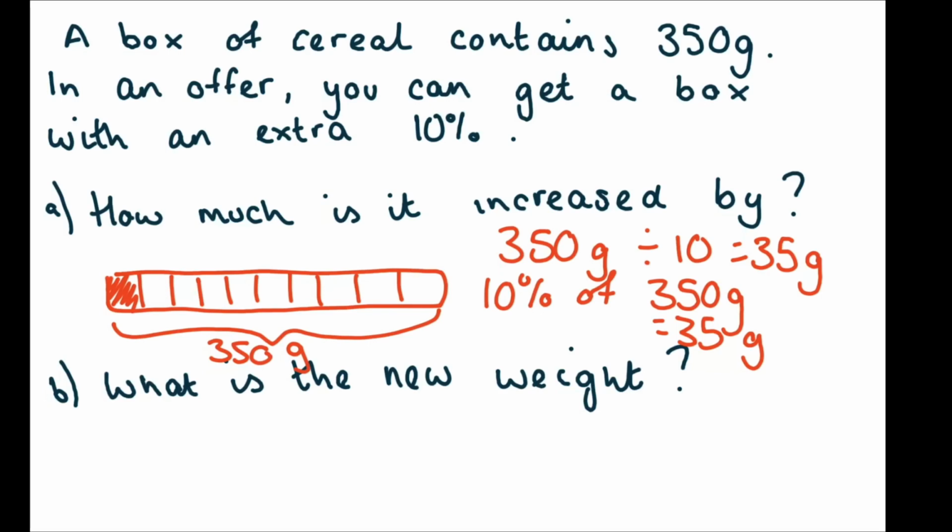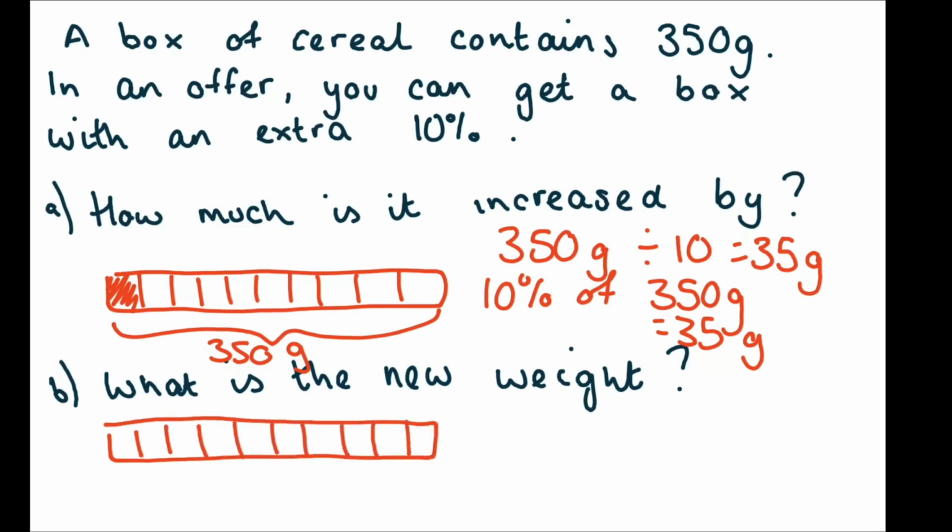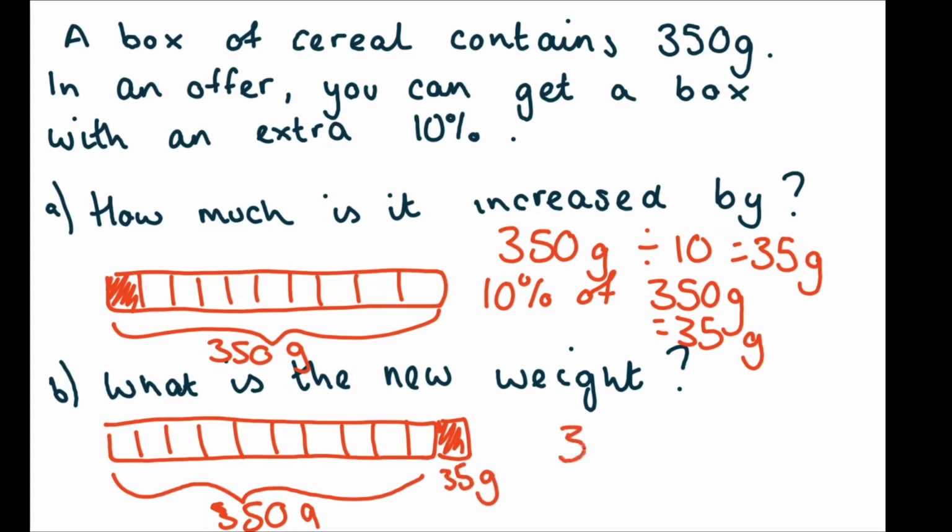Now what is my new weight? So this time it is going to increase because we get an extra 10%. So I'm just going to draw my bar model again. So this is still my 350 grams. But then I've got an extra 10%. Now I've just worked out what that 10% is worth. That is worth 35 grams. So to work out this whole new weight, I'm going to do 350 grams plus 35 grams. And that gives me 385 grams.